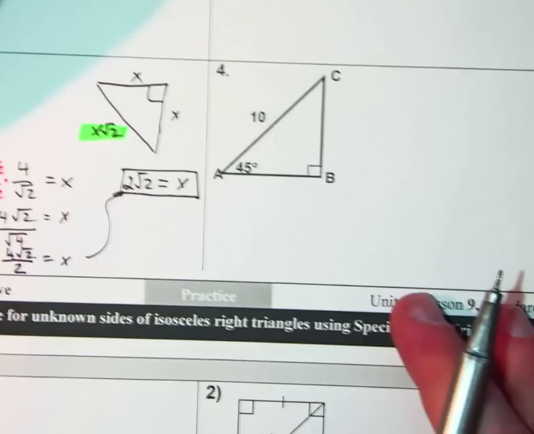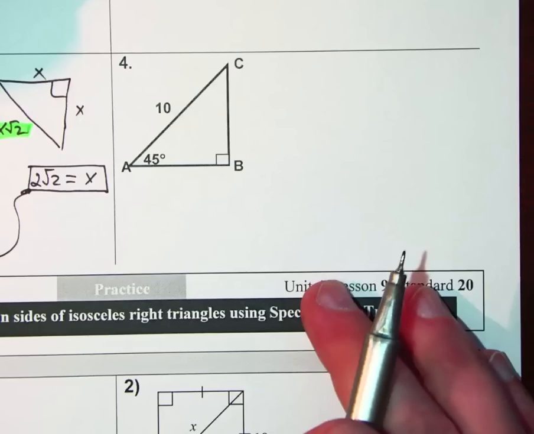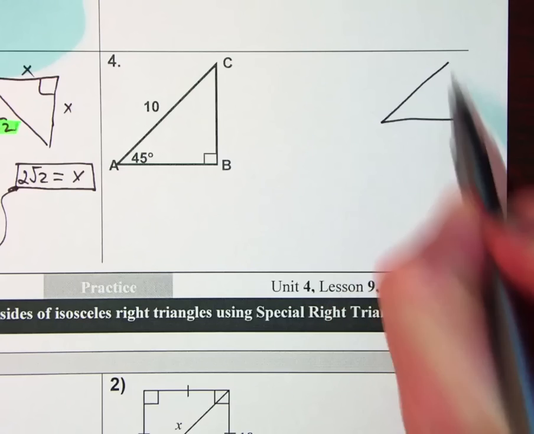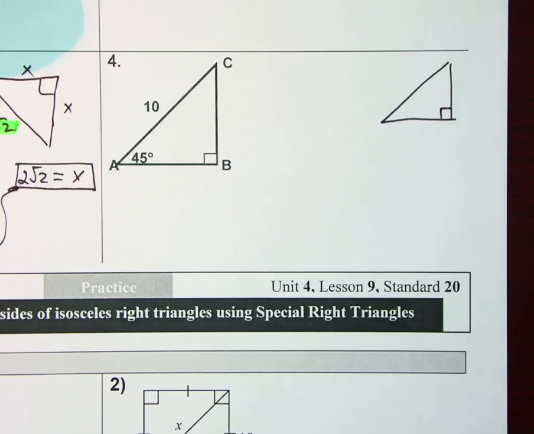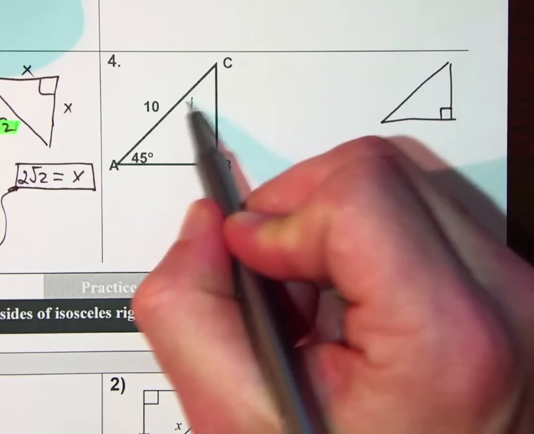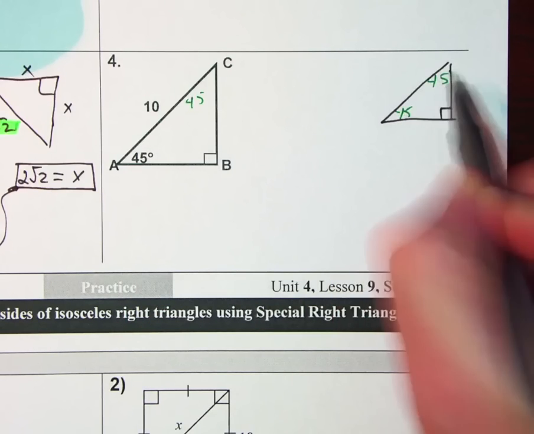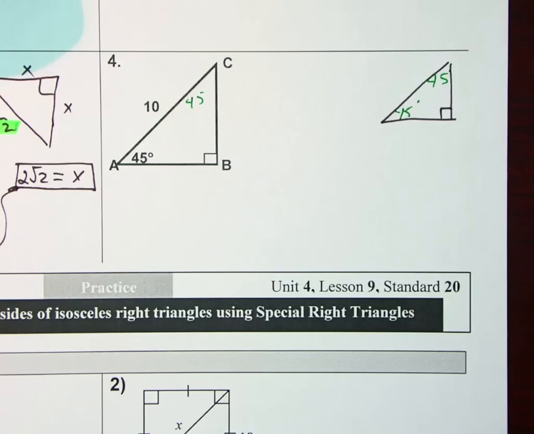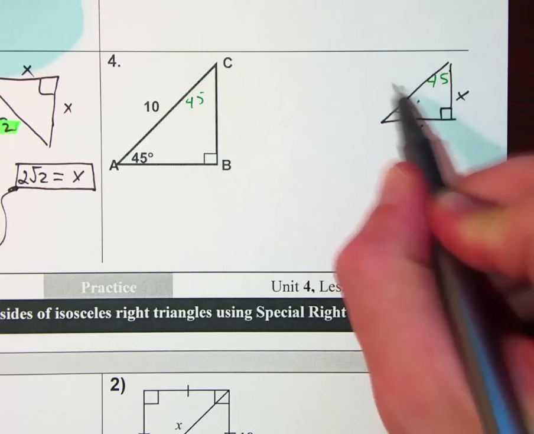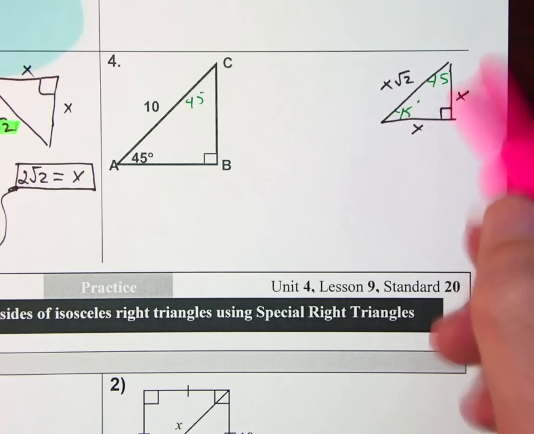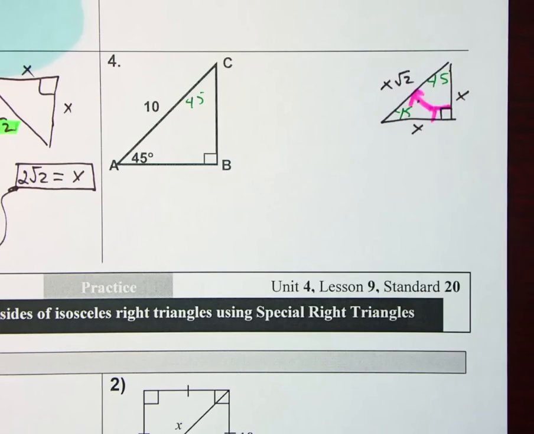Let's go try one more. You can hit pause and try it on your own. Okay, here I go. Ghost triangle. Here's my 45, 45, 90. So you have x, x, x square root of 2. How do you know where the square root of 2 goes again? It's always the longest side, so it's always going to be all the way across.